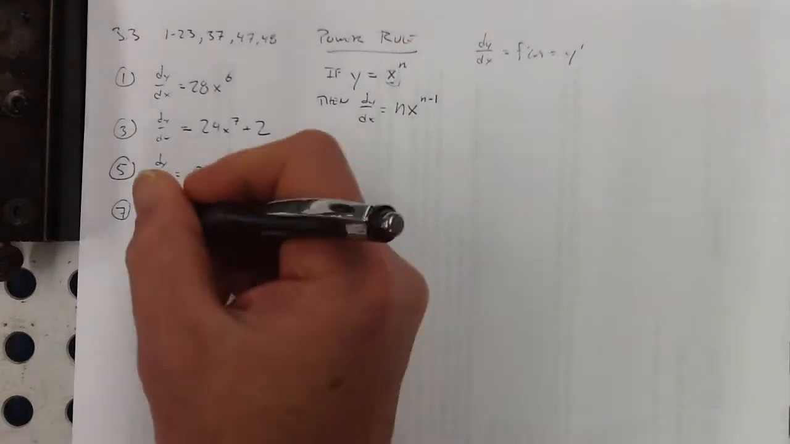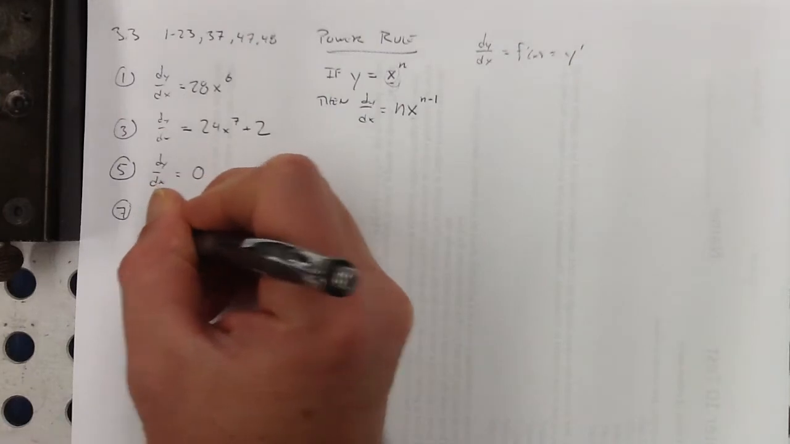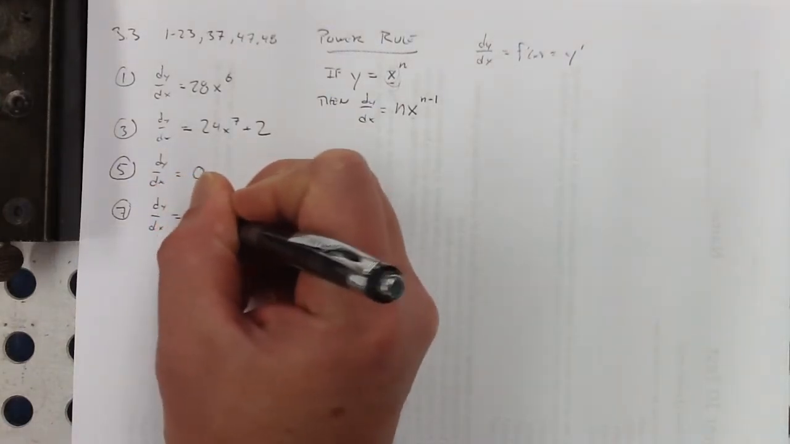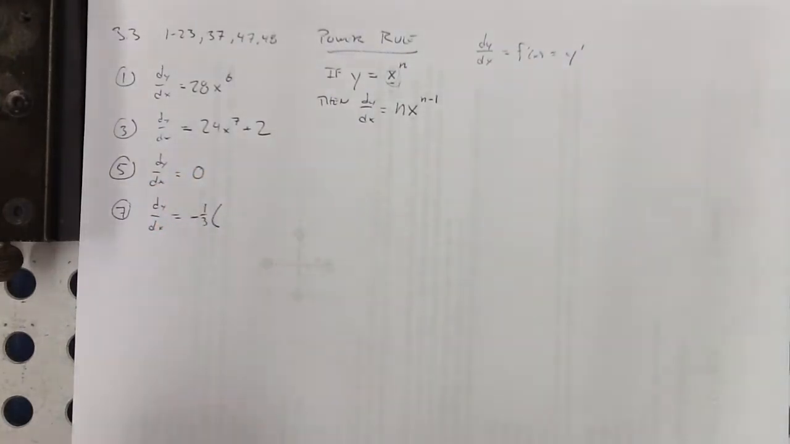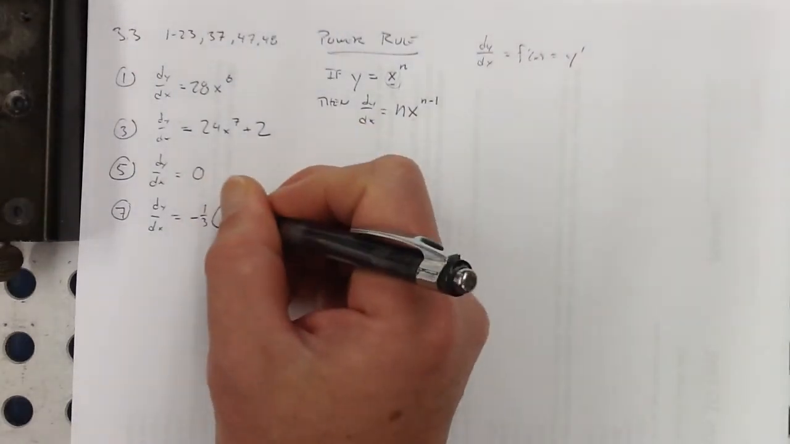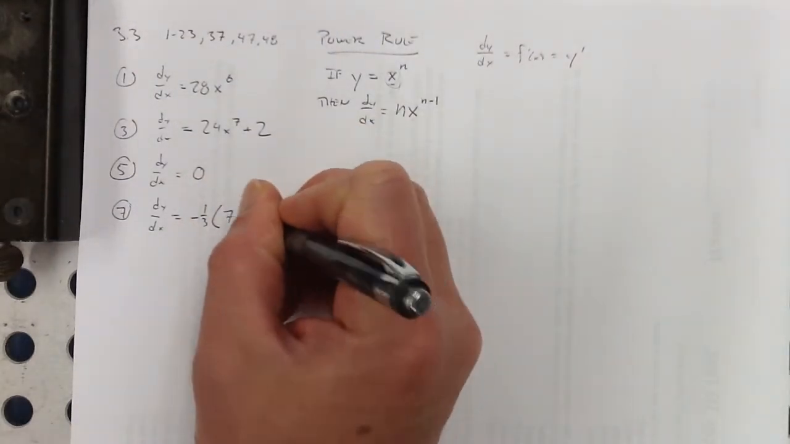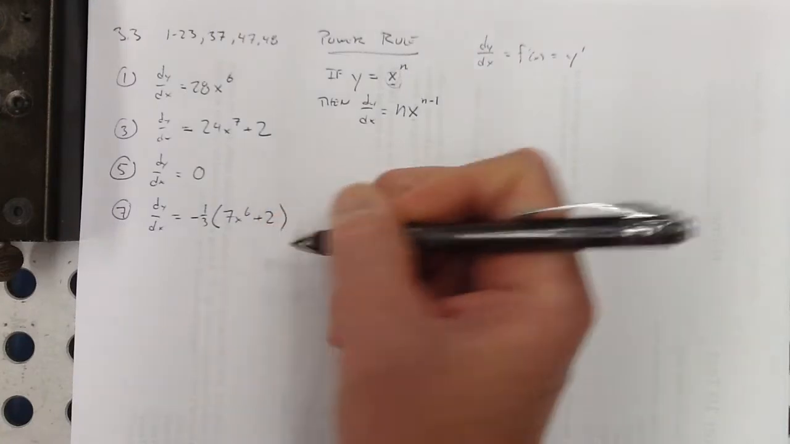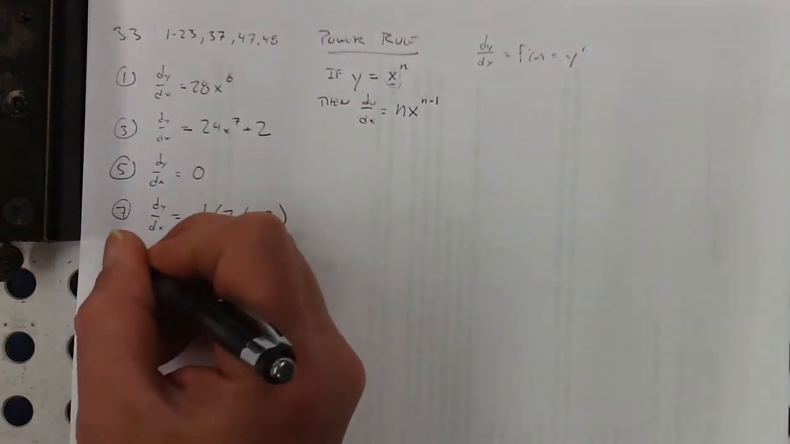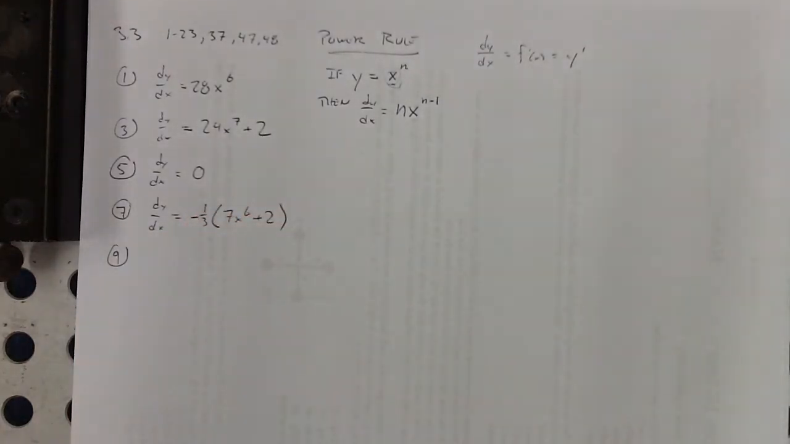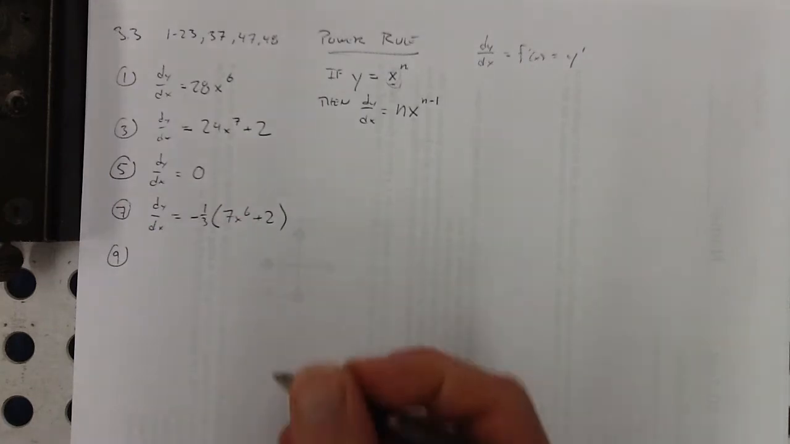All right, so what about 7? What should we do with this? If there's a constant on the outside, you can just leave that there. Constant is good. 7x to the 6th plus 2. And I don't know, you can distribute that if you want, but there's not really any benefit to doing that here, so I'm not going to.